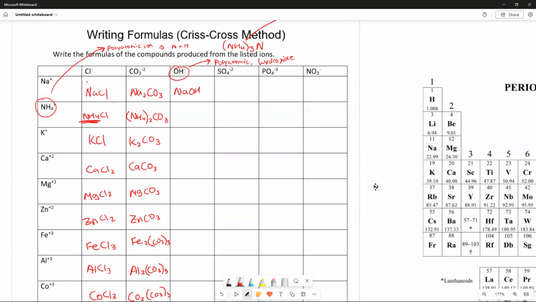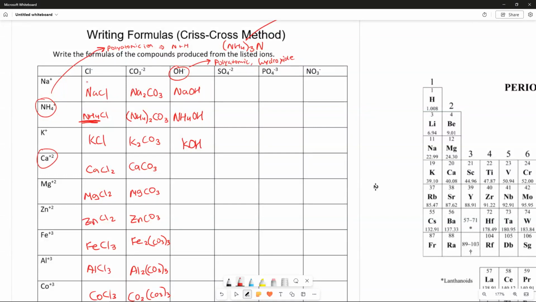NH4 plus, OH minus, so we only need one of each, and we get a net charge of 0. So just write NH4OH, no parentheses because we only have one of the ammonium. All right, K plus, so that's potassium with the 1 plus charge, hydroxide with the 1 minus charge, one of each, KOH.